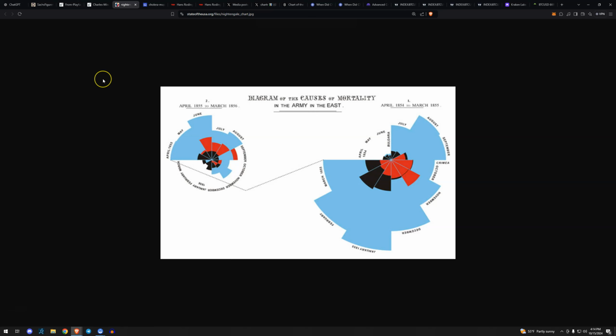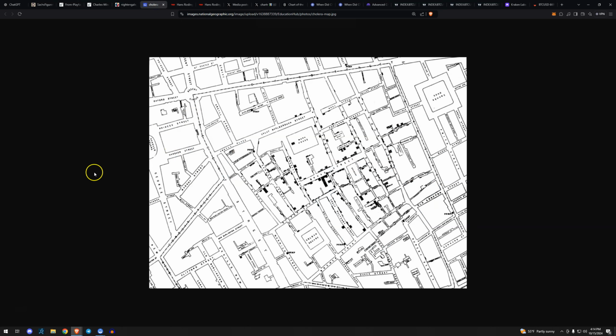This is a radial polar graph of mortality, and I've certainly seen different versions of that. This is, of course, the cholera map, very popular in epidemiology. It certainly brought forth the idea of using data and data visualization to understand disease, and definitely played a key role in solving the cholera problem in London at that time.